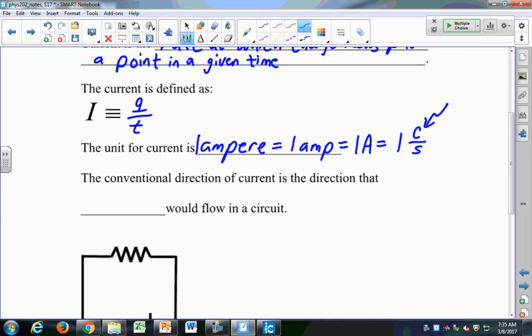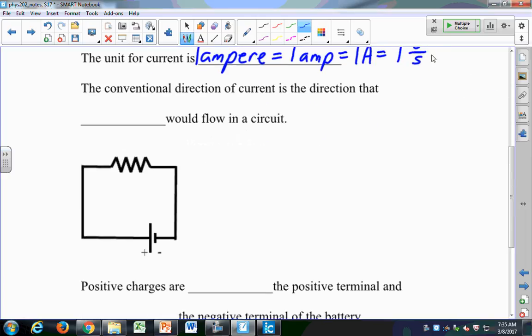And if you recall that 1 electron has a charge equal to 1.6 times 10 to the minus 19 coulombs. That was our fundamental unit of charge, actually the negative of that value. So that is our fundamental unit of charge. The conventional direction for current is the direction that protons would flow.